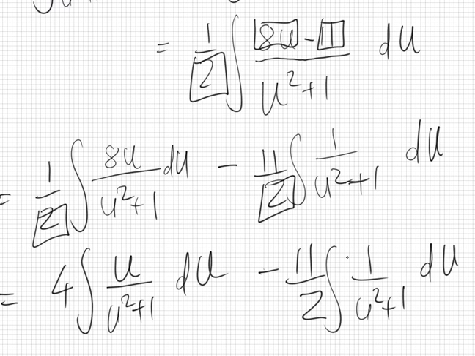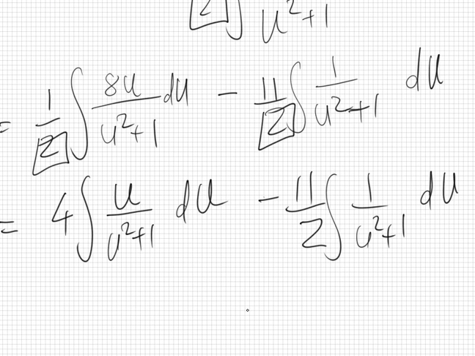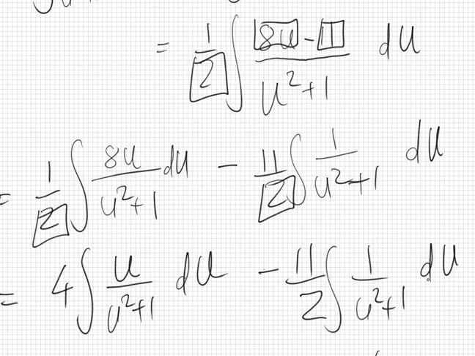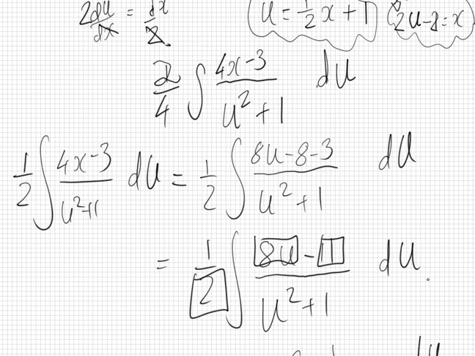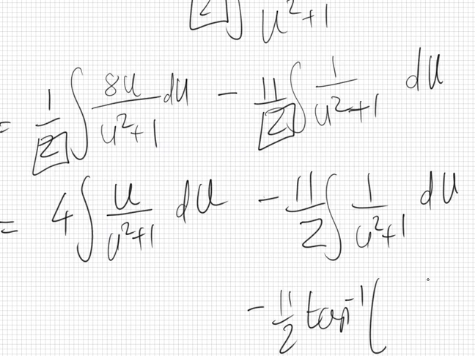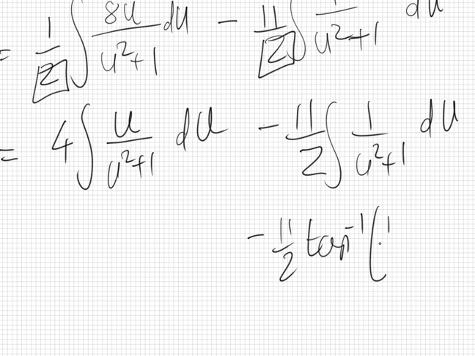Now, this is great because we know what this one here is. What's this one? Tan inverse, isn't it? So this will be 11 over 2 tan inverse u. And what was u? No, it was x. A half x plus 1.